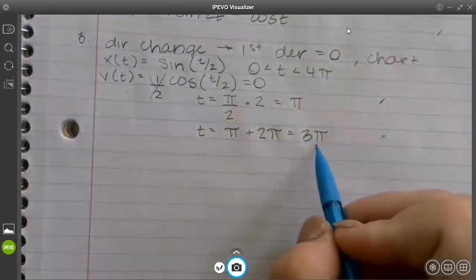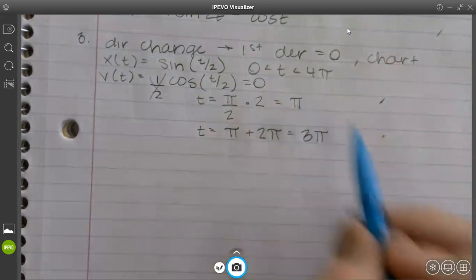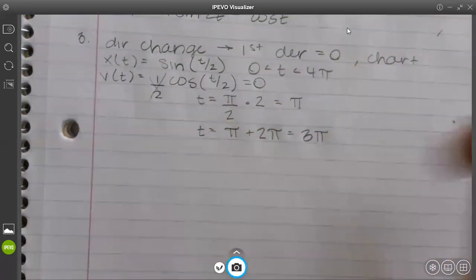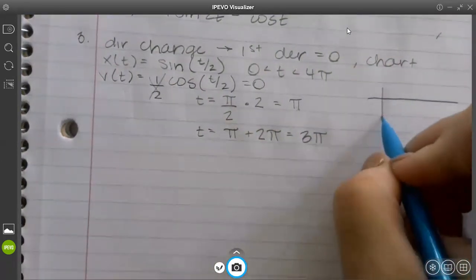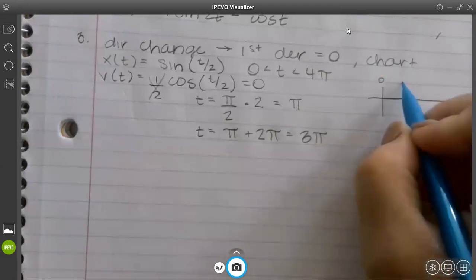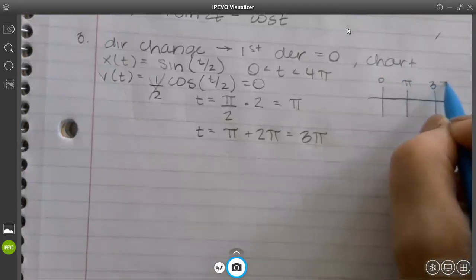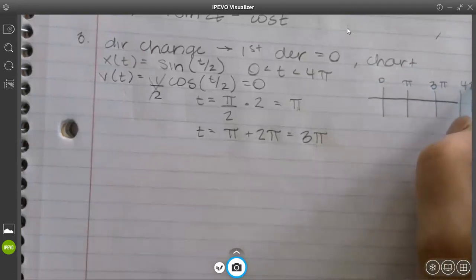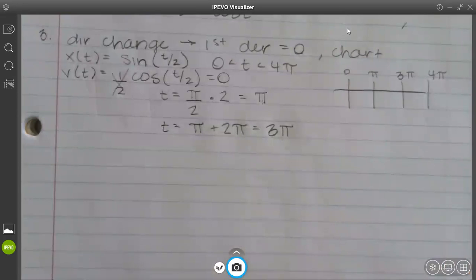Why do we have to do this one and not just stop at that one? 0 to 4 pi. So then you chart it. We have 0, pi, 3 pi, and we're going to 4 pi. Find a value between 0 and pi, and then plug it in. Where do I plug it in at?